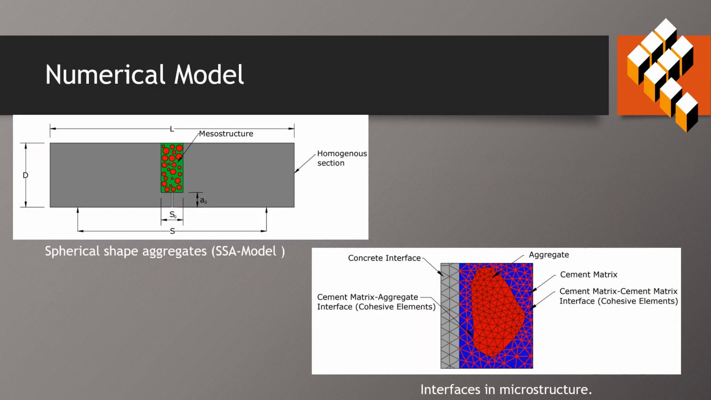This figure shows the beam numerical model. Central portion is kept as a mesostructure. Interfaces between the aggregate and cement matrix, as well as cement matrix with cement matrix interface, have been shown in this second figure.